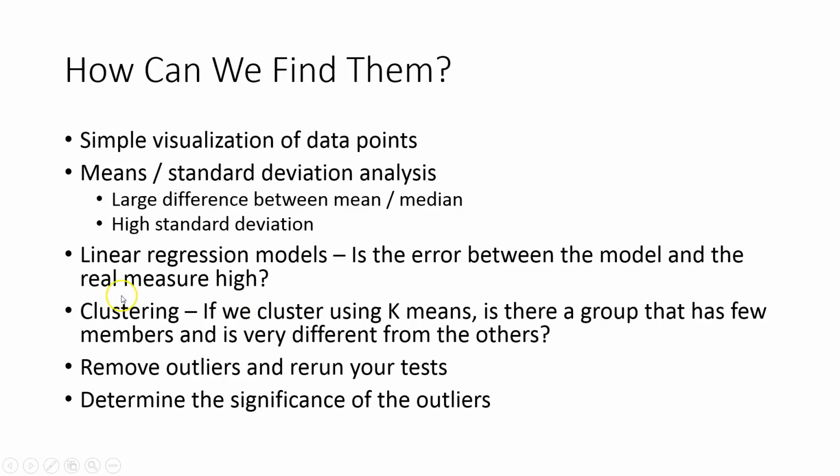Clustering. Earlier in the quarter, we talked about k-means clustering. If we were to run a k-means cluster on a data set and we were to use, say, 5 means, and we find a group where there's only 2 or 3 or 4 data points, whereas the other groups have a whole lot of data points in them, we may find some outliers that way. So it's up to you whether you decide to remove your outliers and rerun your tests. You just have to determine the significance of your outliers.